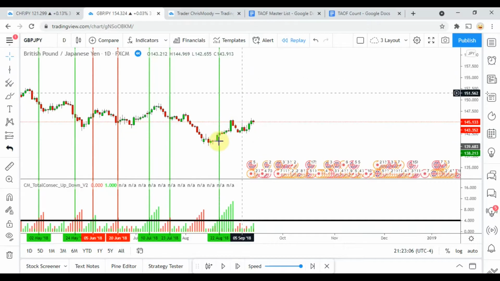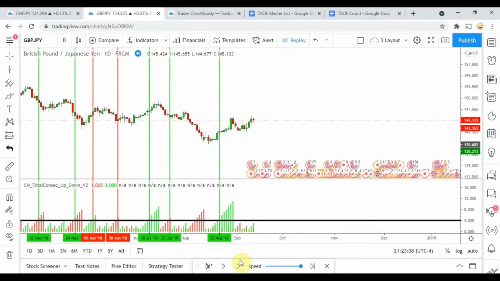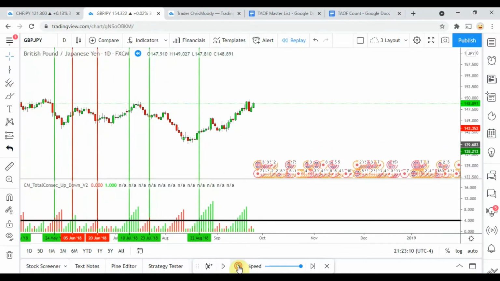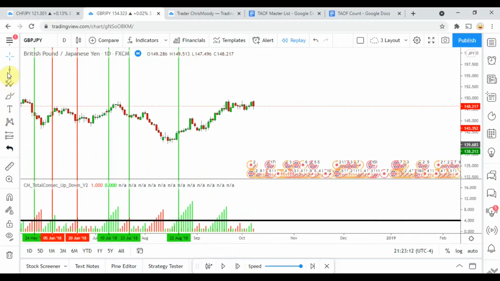Long signal right there, and that one shoots up nicely, also getting us to take profit. So far we're doing pretty decent with this one. Long signal right there, and another winning trade.